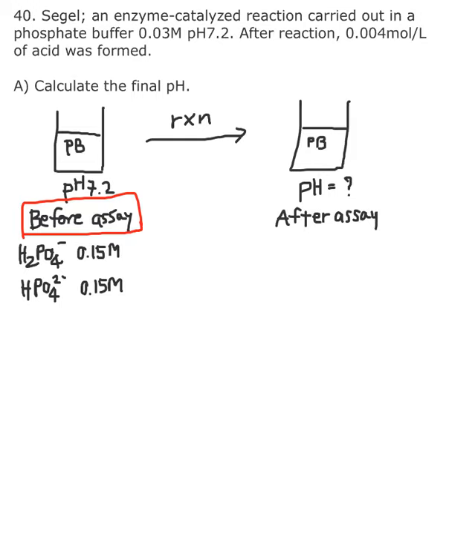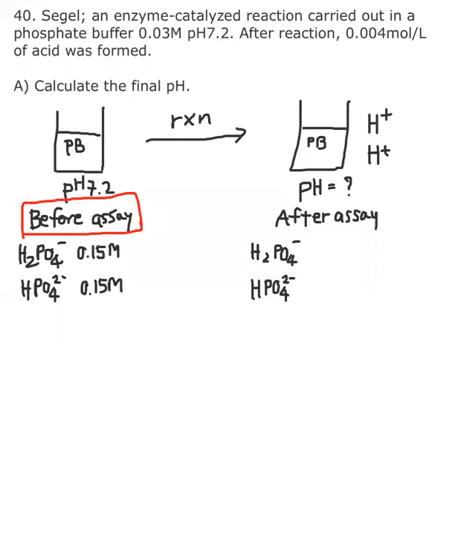Anyway, when you let this reaction occur, as a result, there is an acid being formed in the solution. So what does that mean? You have protons being formed in the buffer, and the buffer is still the same system, right? It still contains H2PO4 minus and HPO4 2 minus. So what will happen with the proton that is newly synthesized here?